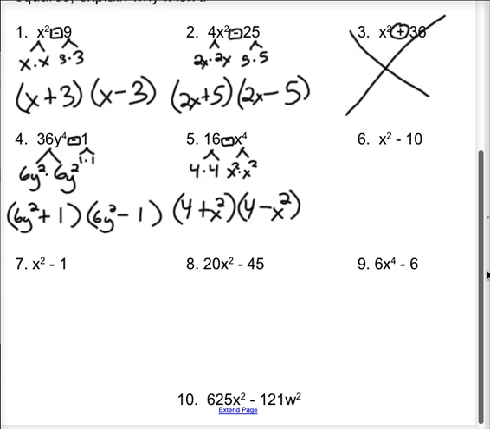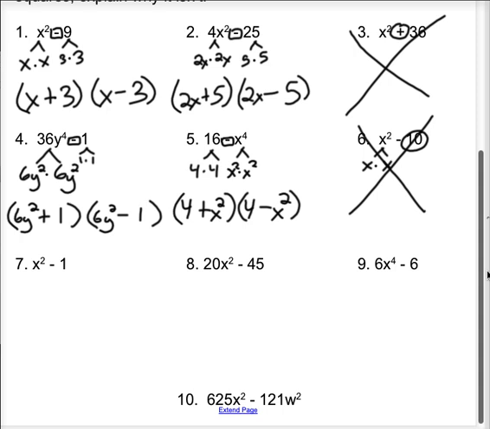Number 6. So x squared is a perfect square, x times x. Now, when we get over here to the 10, 10 is actually not a perfect square. If you try to take the square root of it, you're not getting an integer. You're not getting a nice number. So in this case, number 6 is another example of something that is not a difference of squares because 10 is not a perfect square. That one we can cross off. We can't end up solving it using this method.